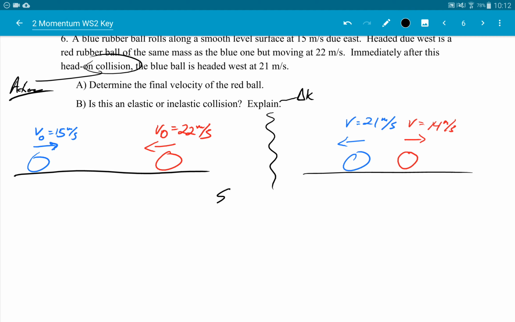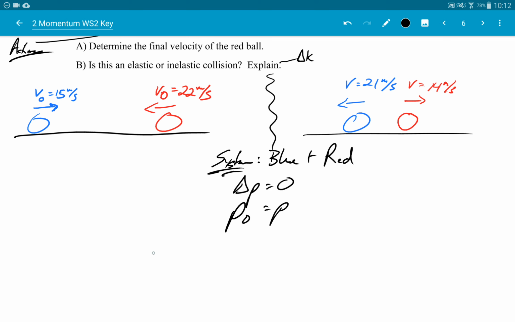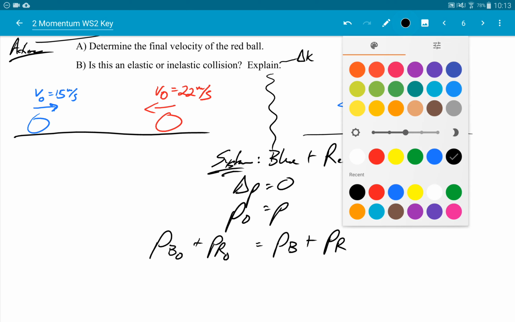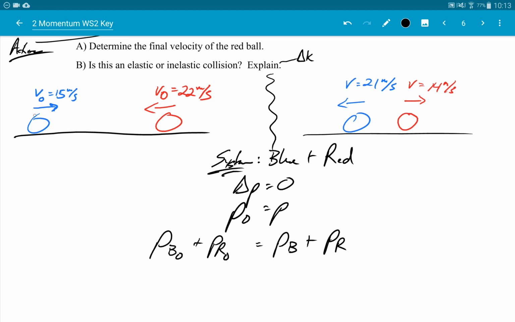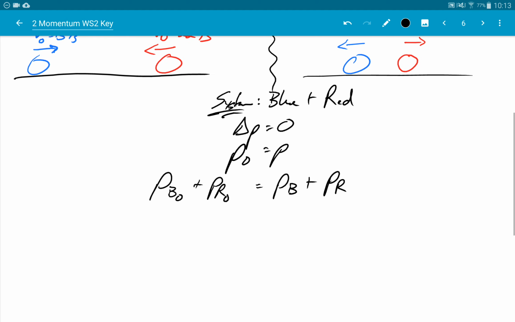So what am I going to make my system? I'll make my system both the blue and red ball, because then I know that the change of momentum of everything must be 0, so the momentum beforehand must be equal to the momentum afterwards. Momentum beforehand is just the momentum of blue at the beginning plus the momentum of red at the beginning, and that'll be equal to the momentum of blue at the end plus the momentum of red at the end. Great. I already know that the blue is going to be positive at the beginning and red's going to be negative. Let's put some of this stuff in.